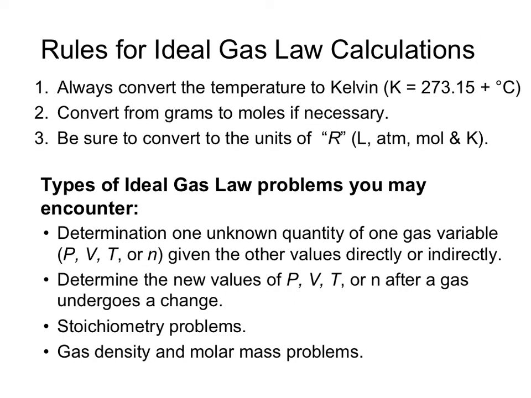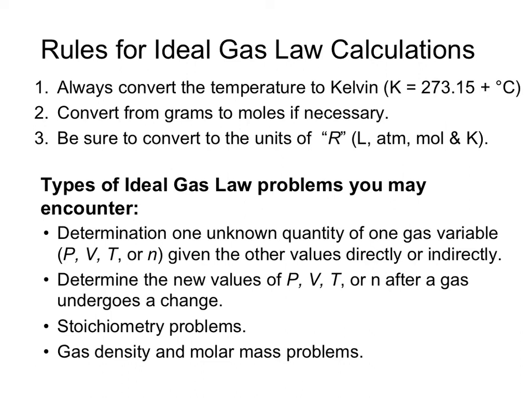And so some things to remember when using the ideal gas law. Like with all gas law temperature calculations, you must always convert to Kelvin. If you are given an amount in grams, then you can use your molecular weight to convert that to moles. And always make sure that you're using the correct units of R. You will have to have liters, atm, mole, and Kelvin in order to use that 0.08206 number.